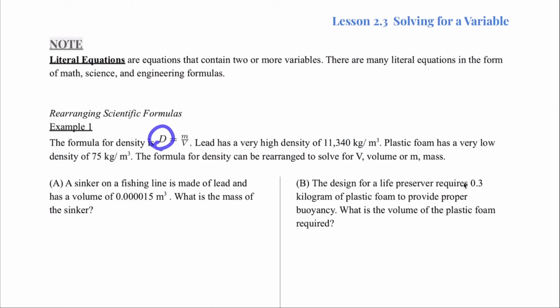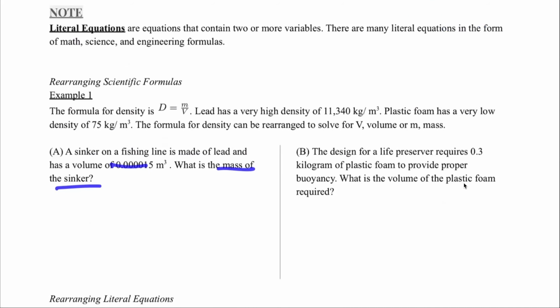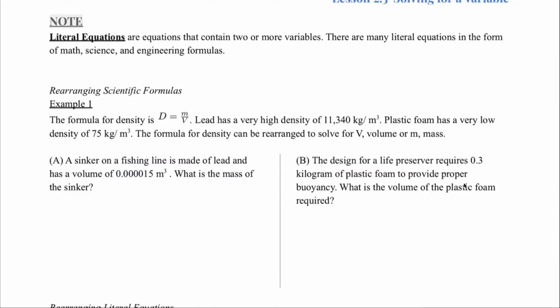So density depends on the mass and the volume. In this case, a sinker of a fishing line made with lead has a volume of this. What is the mass of the sinker? Okay, first of all, they're asking a question. What is the mass of the sinker, right? How would you do this? Okay. So we're looking for the mass. So given the information, D is equal to m over v, let's solve for m. How do I do that? If you said multiply v to both sides, you're absolutely right. So therefore m is equal to dv.